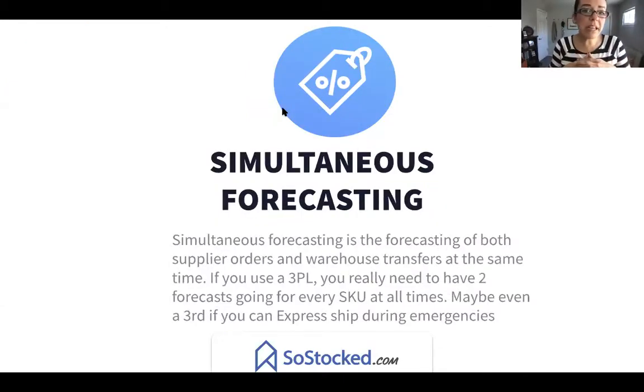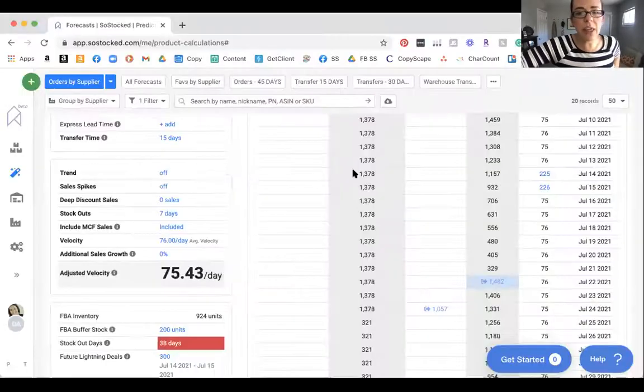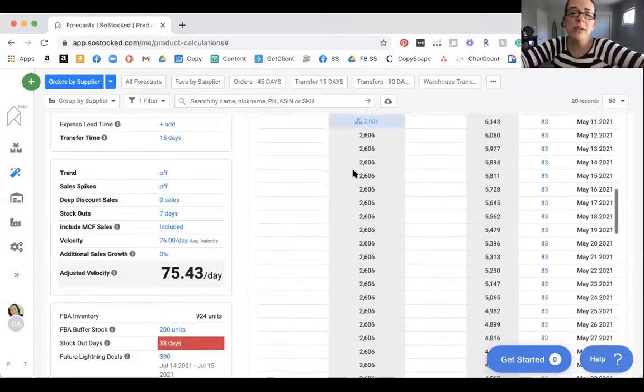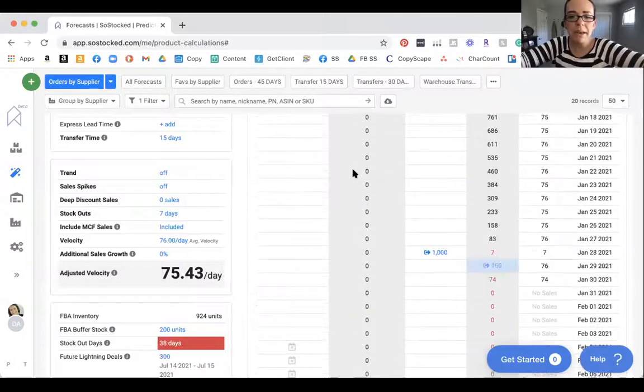All right, so simultaneous forecasting. If you have a warehouse, an exterior third-party warehouse, and then you have FBA, what you need to have is simultaneous forecasting. So you need to have an order forecast and you need to have a transfer forecast. So those are two things happening at once. And that is what we have going on inside of SoStocked, right? So that's what you have to think with, that you're actually doing multiple forecasts at the same time.